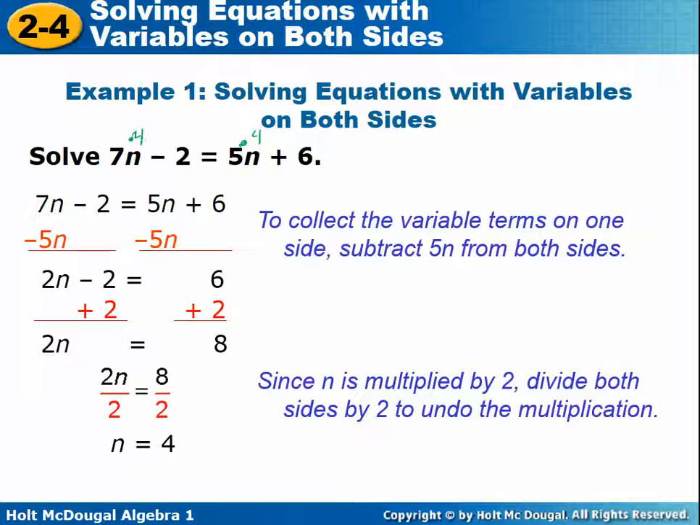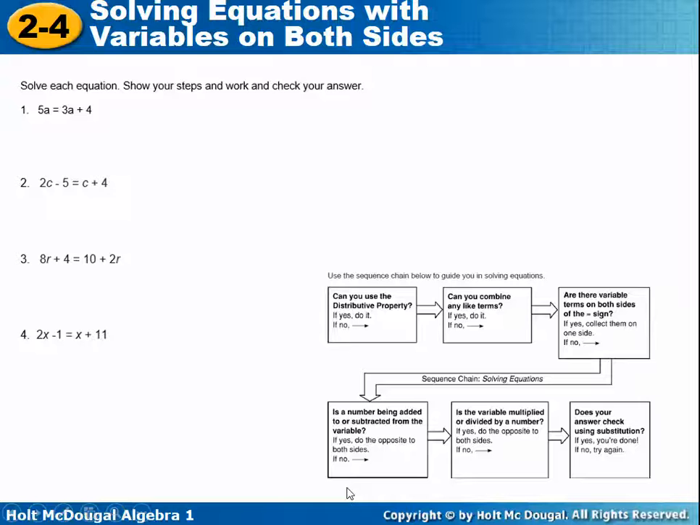7 times 4 is 28. 28 minus 2 is 26. You don't have to worry about your formatting so much when you're checking. And on the other side, we have 4 times 5 is 20, plus 6, which is also 26. So I checked it. It works. n equals 4 is the right answer.